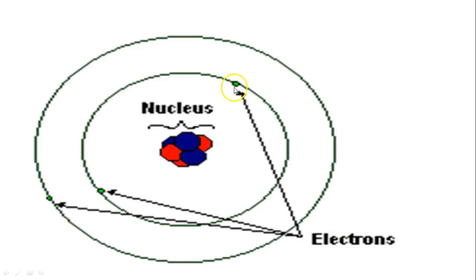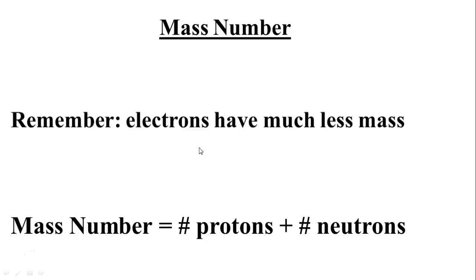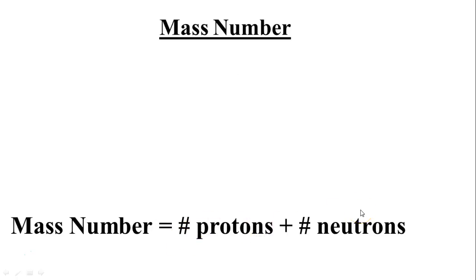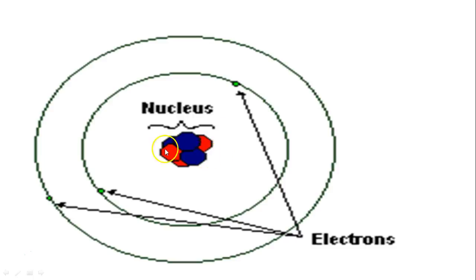Here are our little tiny electrons. Here are our protons and neutrons that make up most of the mass of the atom. Because of that, whenever you find the mass number, it's going to be the number of protons plus the number of neutrons. It's literally just finding the mass of the atom by counting the nucleus.